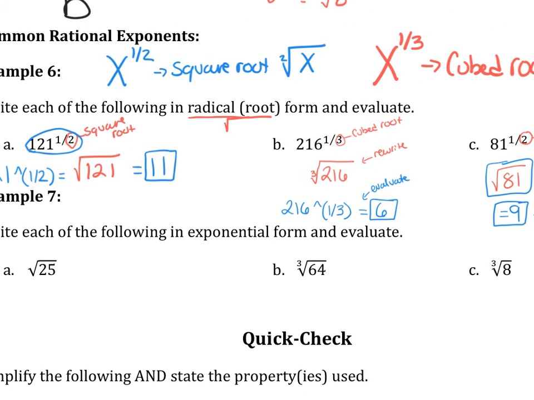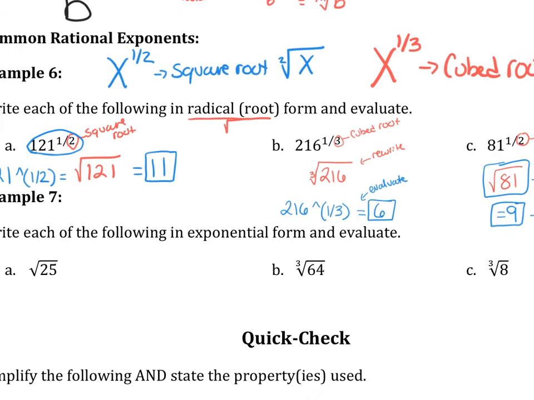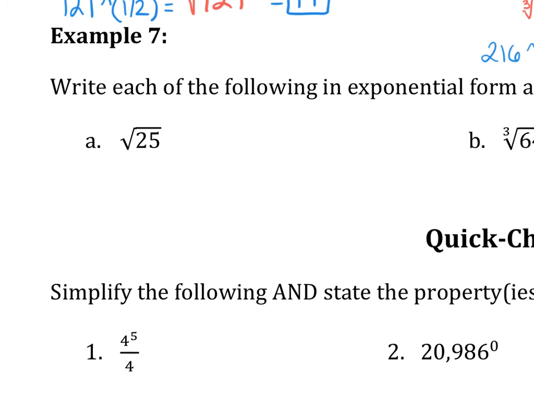Okay, then the last thing is just going the opposite way. If I give you the root form, and we want to rewrite it as a rational exponent or an exponential form. So an exponential form means with a fraction in the exponent.